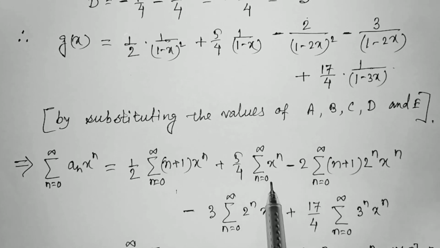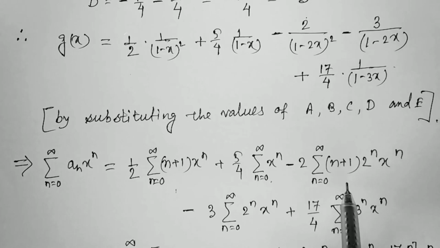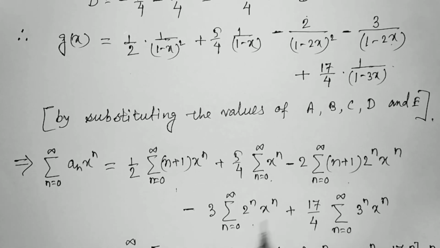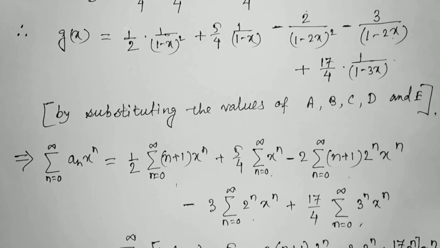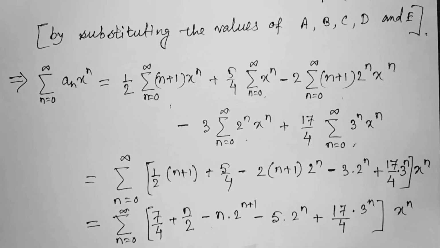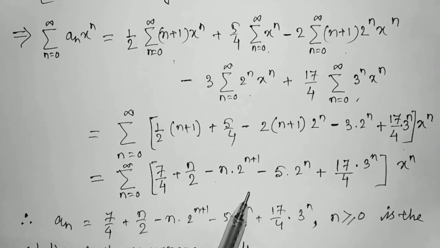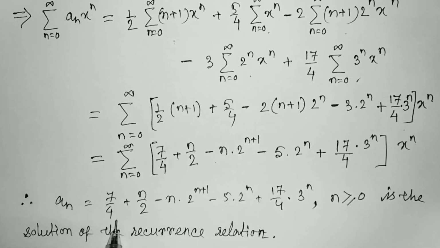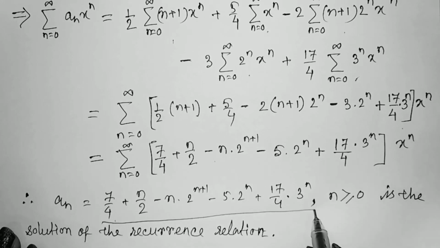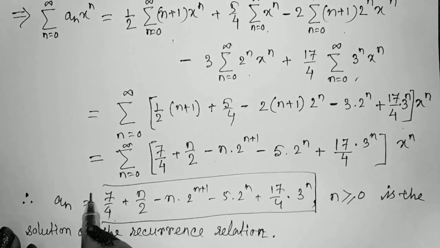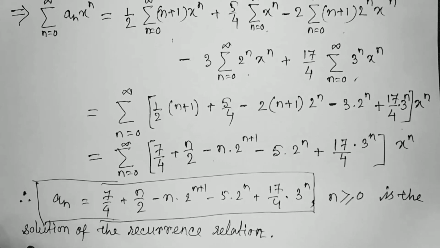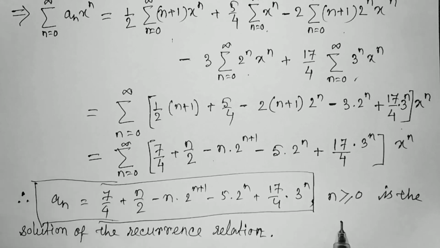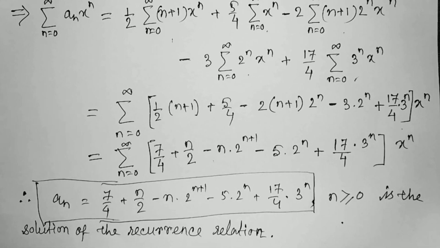Now for this term we will find this one, and for this one we will find this, and for this final one we will find this one. After that we take xⁿ common from all those and write the entire remaining portion here. So after simplification, if we compare on both sides, we will find aₙ equals this one, where n should be greater than or equal to 0. And this is the solution of the recurrence relation.